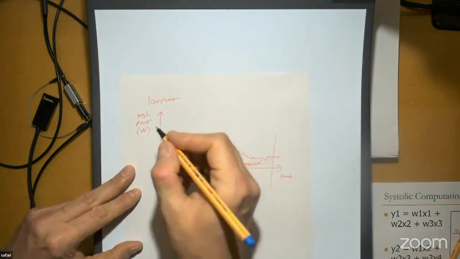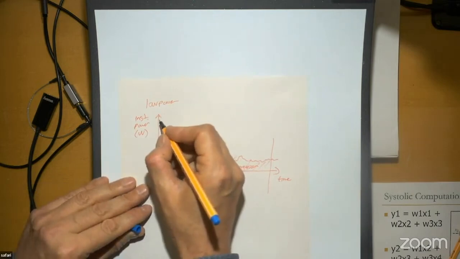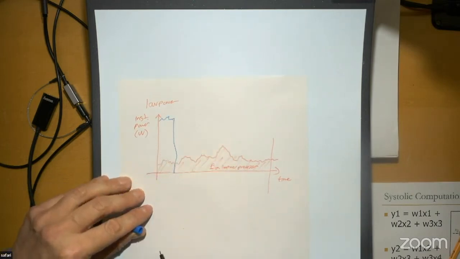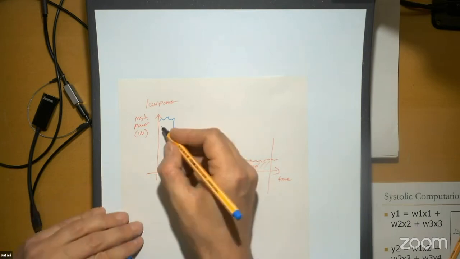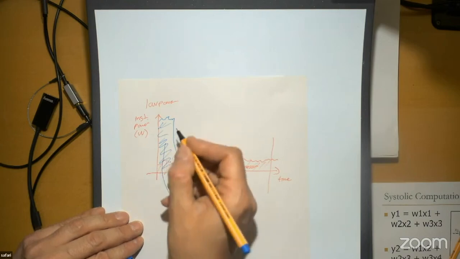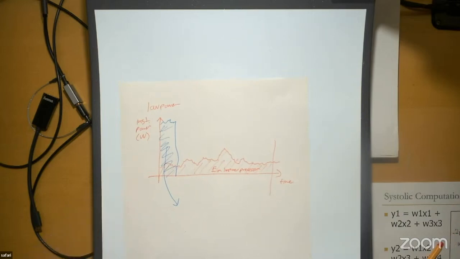A high power processor on the same curve may look like this. The power is high, but the program ends here. Okay, what's the energy? You integrate this curve. So this energy actually may be smaller than this energy. Right. So in the end, if you have a much faster processor that consumes a lot higher power, it may actually be better for energy.